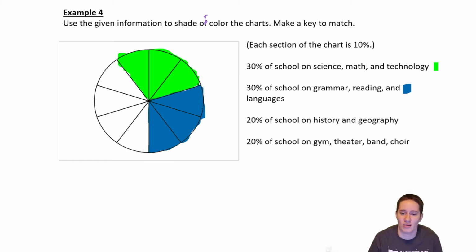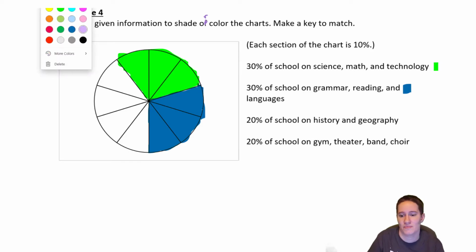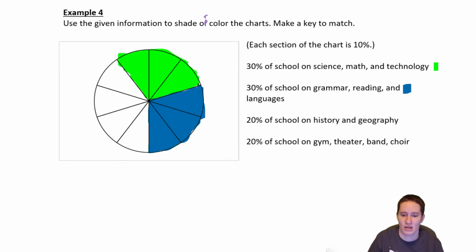So that's why we've been sticking with things that are not repeating decimals, because we're just not quite there yet. So that's coming up though. Get excited. 20% of school on history and geography. So that would be 2 of these slices. So this slice and this slice.